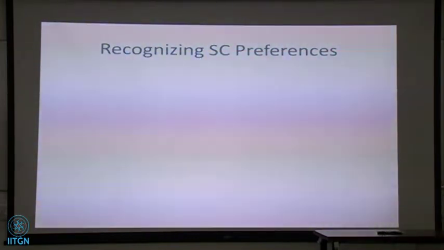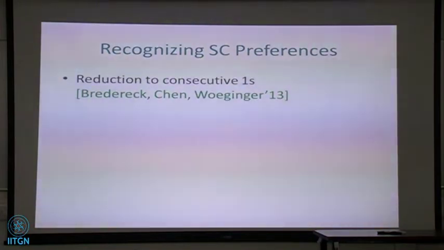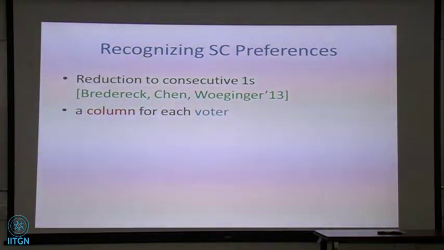So we've seen a reduction to consecutive ones, and we've seen a sketch of a combinatorial algorithm. So let's try to do the same for single-crossing preferences. Again, we can do consecutive ones. This is something that has been observed by Bredereck, Chen, and Woeginger. And the observation, again, is that it's not very different from single-peaked preferences.